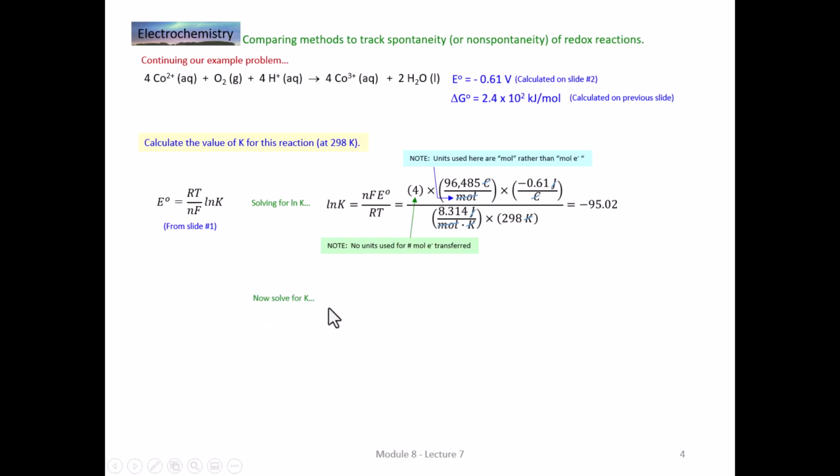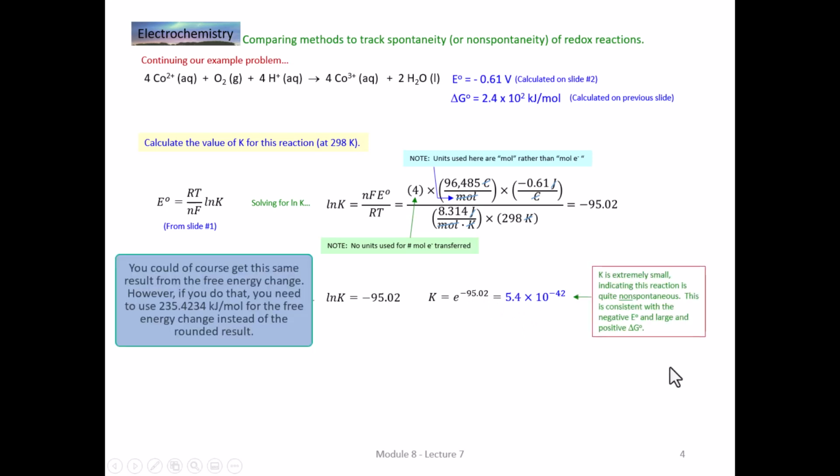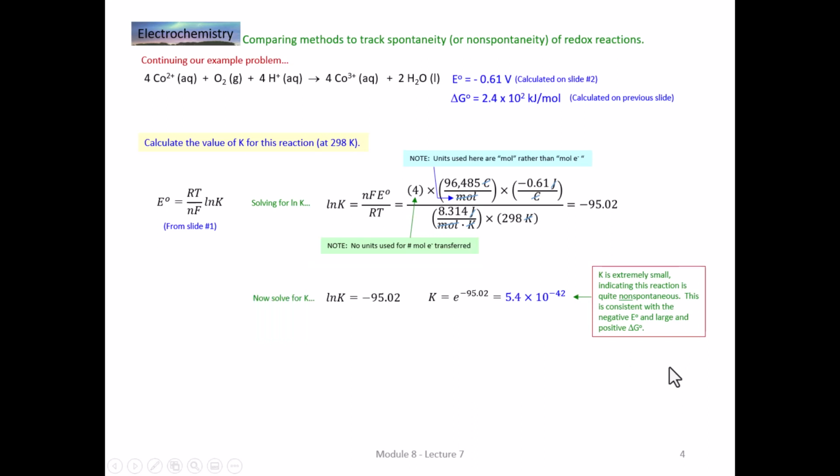If we now solve for K, we can do that by taking e to the power of ln K and e to the minus 95.02, which means we'd get K equals e to the minus 95.02. K is now an incredibly small number, which again indicates that the reaction is quite non-spontaneous and is consistent with the negative E0 and the positive delta G.